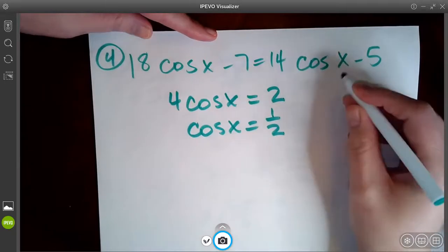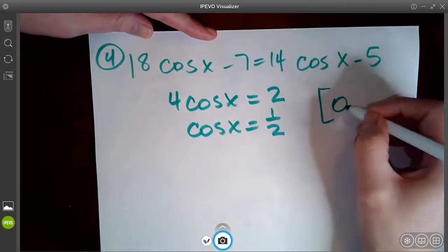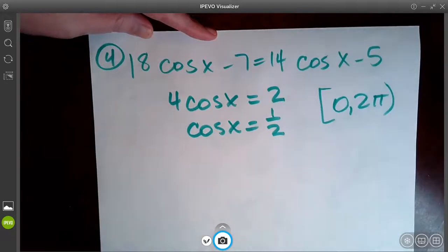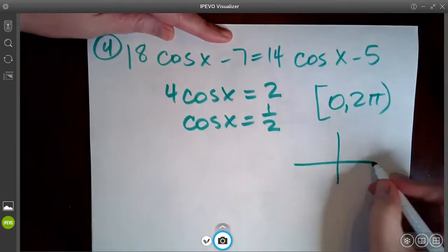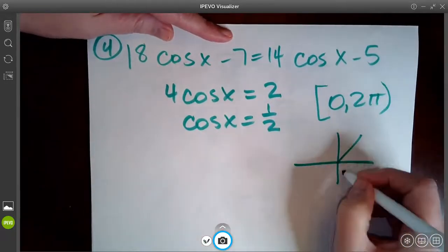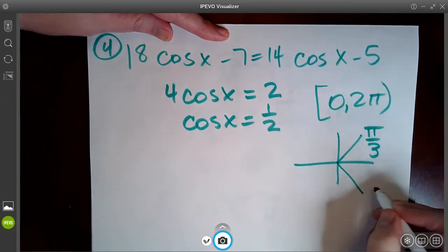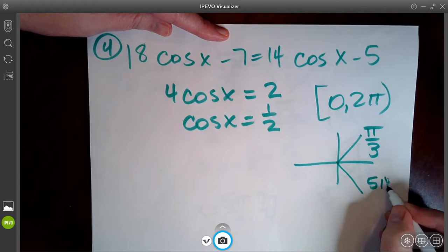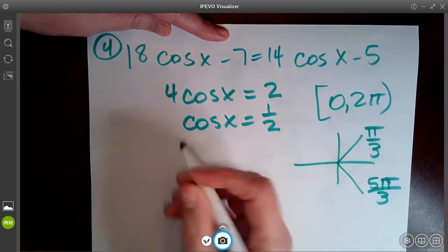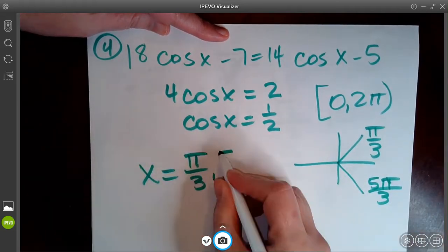And I'm just going to find the solutions again from 0 to 2 pi. I don't want to do all of them, just 0 to 2 pi. So cosine, we already did this one on the other page. Cosine's equal to 1/2 here and here. Remember, this was pi over 3. And this one down here, with the same reference angle of pi over 3, was 5 pi over 3. So those are my two solutions. x is pi over 3 and 5 pi over 3.